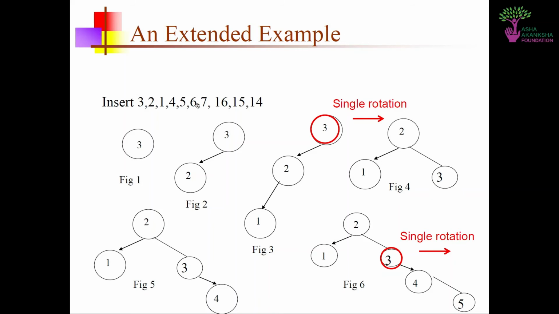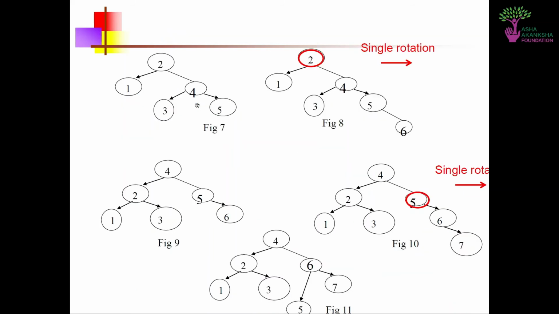So after 5 we'll have to insert 6. So inserting 6 would be like this, and now we check for the AVL property again. At 6 there will be no problem, at 5 there will be no problem, at 4 there will be no problem, but at 2 there would be a problem because height of left is 1, height of right is 3. So again this is right of right, so we'll have to perform a single rotation. It will look something like this at figure 9.